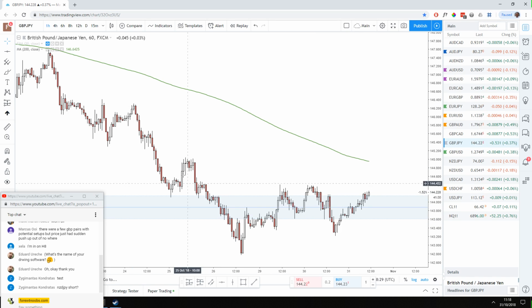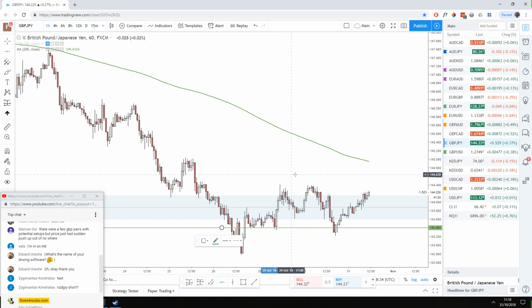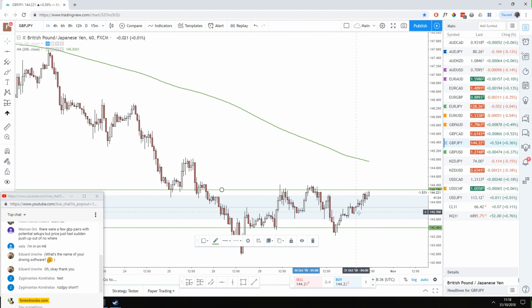Bit of a range on GBPJPY. Not a great one, but again, see that? So there could be some compression setups here. It's approaching the top of that range. Just keep a close eye on this one.